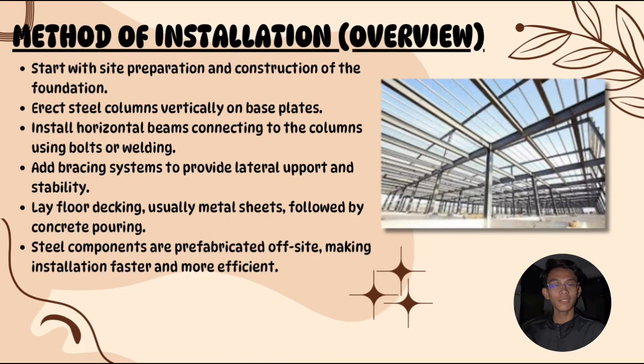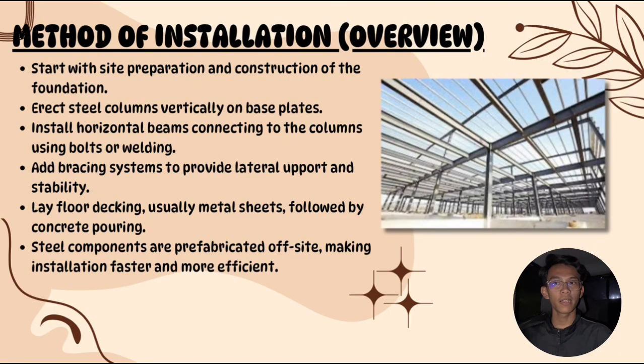Next, we go to the overview of the method of installation. Start with site preparation and construction of the foundation. Erect steel columns vertically on the base plate. Install horizontal beam connections to the columns using bolts and welding. Lay floor decking, usually metal sheet, followed by concrete pouring. Steel components are fabricated off-site, making installation faster and more efficient.